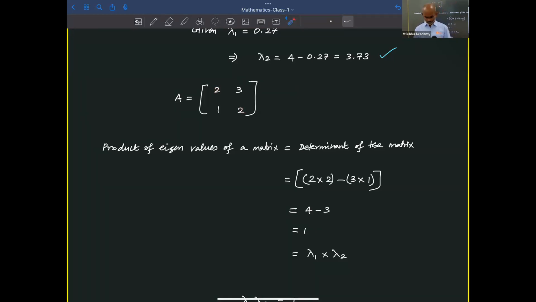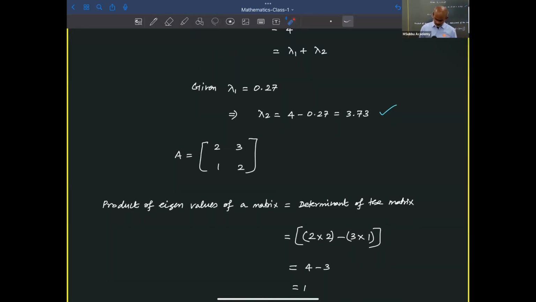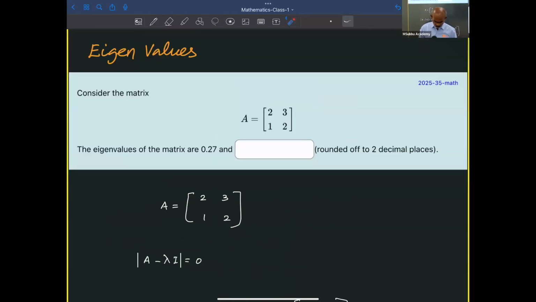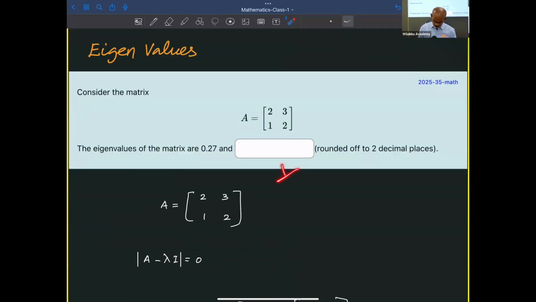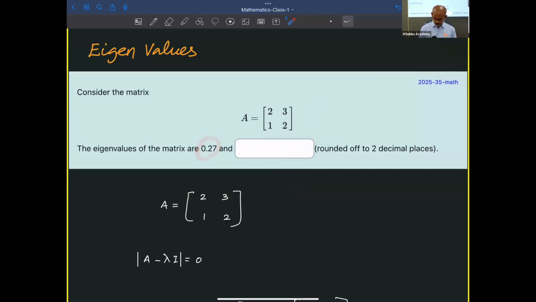So that rule also you can sometimes use. That is also coming here correctly. So this value 1 is given as 0.27. The other is now equal to 1 by 0.27 because this determinant is equal to 1, since 4 minus 3 is equal to 1. The multiplication of these two is equal to the determinant, which is equal to 1. In that way, it is simply 1 by 0.27 as the answer. That way you can work smartly. Okay, either by determinant or by sum, both are applicable.